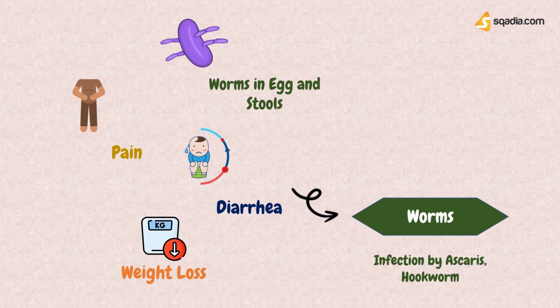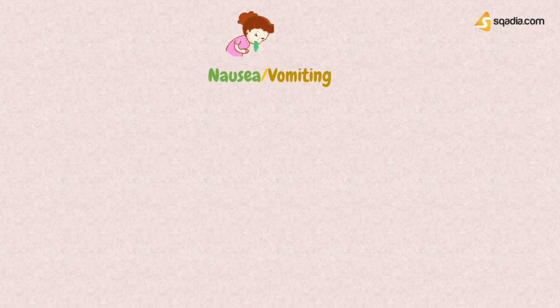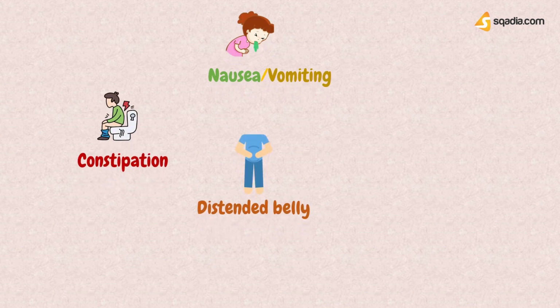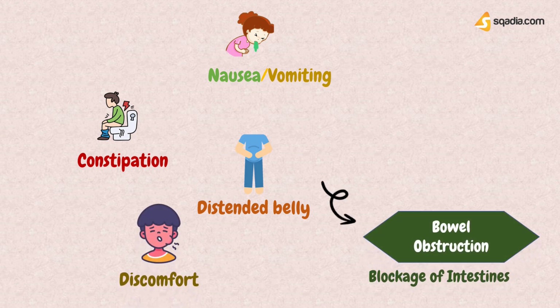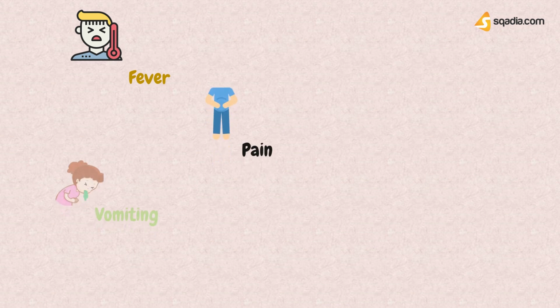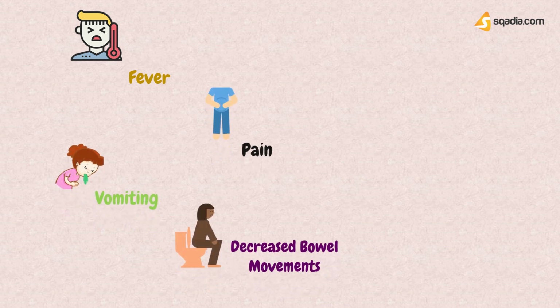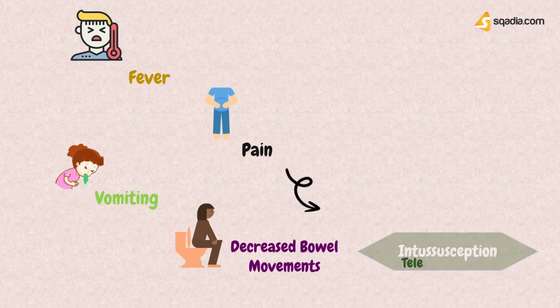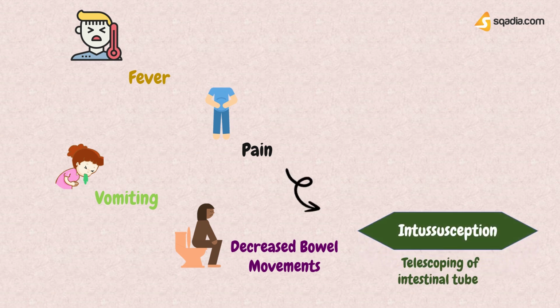What if your patient is having nausea and vomiting, sometimes constipation, distended belly, and extreme discomfort? Then these symptoms might be caused by bowel obstruction, which is a state of blockage in the intestines. Now, if the patient shows symptoms like slight fever, sudden acute pain, vomiting, and decreased bowel movements, then this might give you an indication that patient has intussusception. Well, this is the telescoping of tubes of intestine into one another.